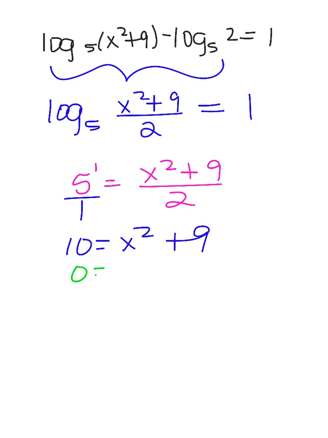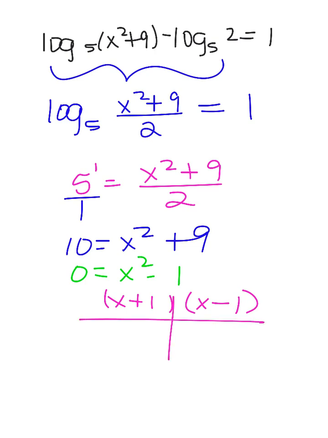Minus 10, I get x squared minus 1. I can factor. I get x plus 1, x minus 1. T-chart, we get x is equal to negative 1 and x is equal to 1. And you have to check them, and they actually both work. So you have two solutions. All right, let's take a look at 6.